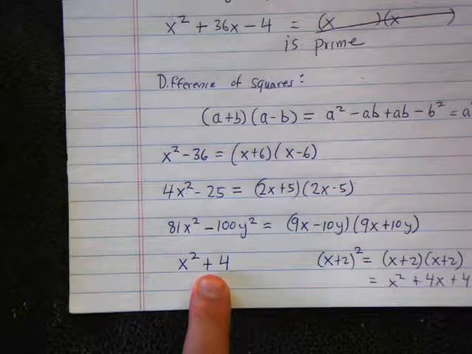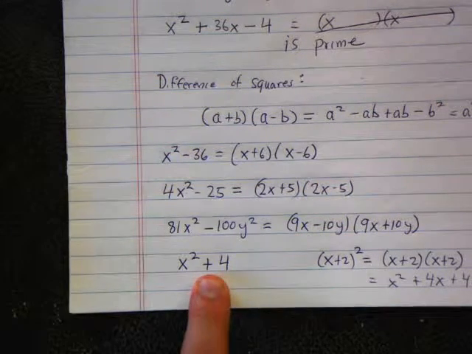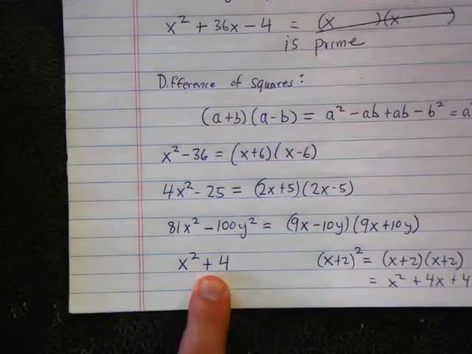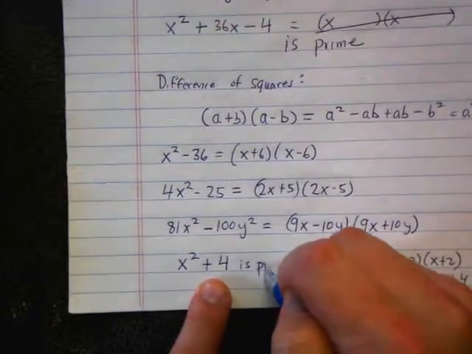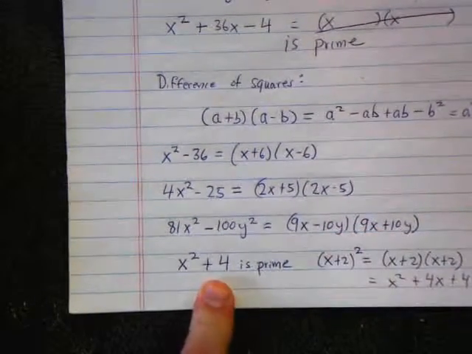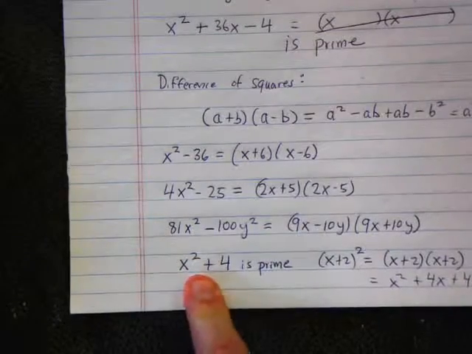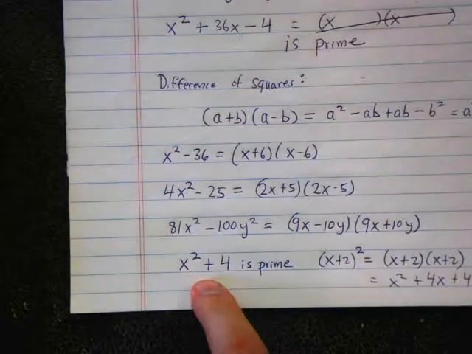Now, what do you call something that doesn't factor? You call it prime. All right, so difference of squares, when I have a minus in the middle, it factors. If I have a plus in the middle, it does not. It is prime.